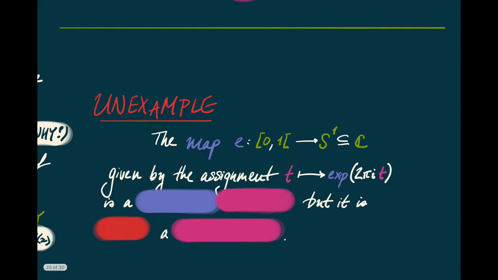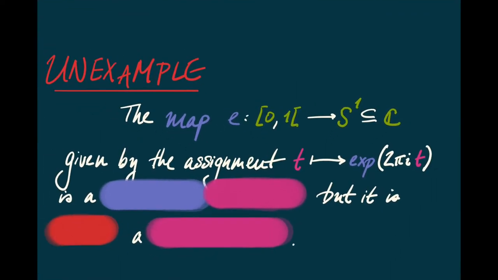Here's an unexample. Let's consider the map, I'll call it E, from the half-open interval from 0 to 1 to the circle. And again, I'm going to think of the circle as sitting inside the complex plane, just so I can write down an easy formula. Well, I'm going to let E of t be exp of 2 pi i times t. So I'm just going to take my half-open interval, which looks like that, and I'm going to wrap it around the circle. That's exactly what this function is doing. It's certainly continuous. It's a nice power series, so I'm not worried about that. It's certainly a nice continuous function. It's even a bijection as well.